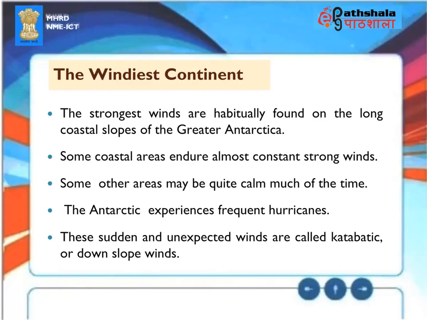Some coastal areas endure almost constant strong winds. Some other areas may be quite calm much of the time. The Antarctic experiences frequent hurricanes. These sudden and unexpected winds are called katabatic or downslope winds.